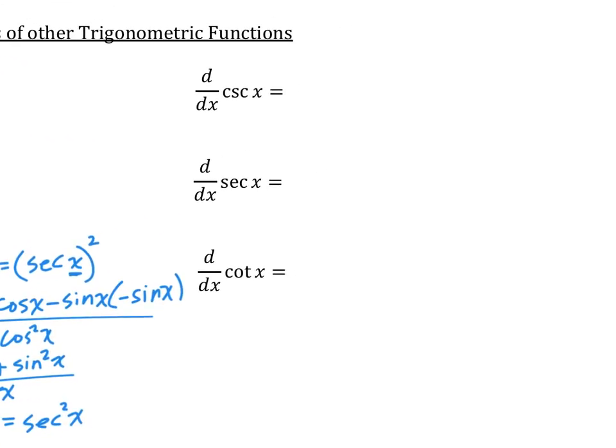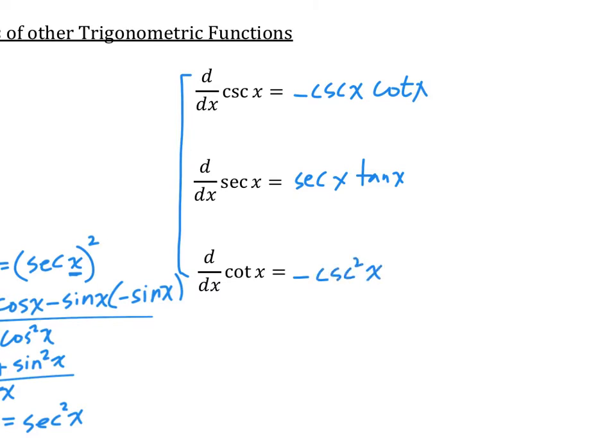You can run the exercise for these three as well. Change cosecant into 1 over sine, change secant into 1 over cosine, and cotangent is cosine over sine, and then do the derivative that way. But I'm just going to tell you what it is, so it's a little bit easier for you. Cosecant: the derivative is minus cosecant x cotangent x. Derivative of secant x is secant x tangent x. Derivative of cotangent x is minus cosecant squared x.